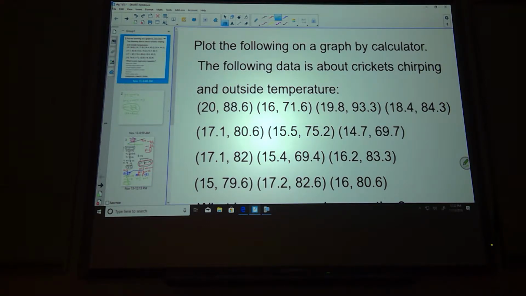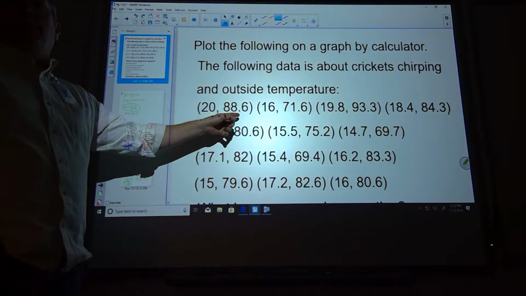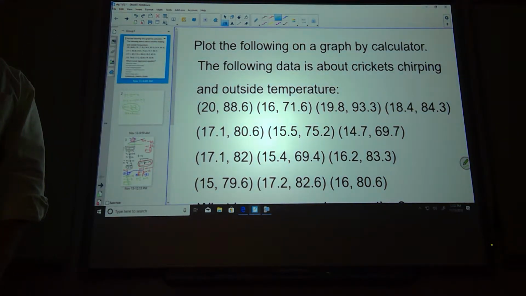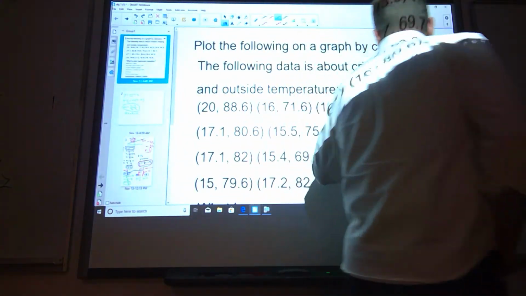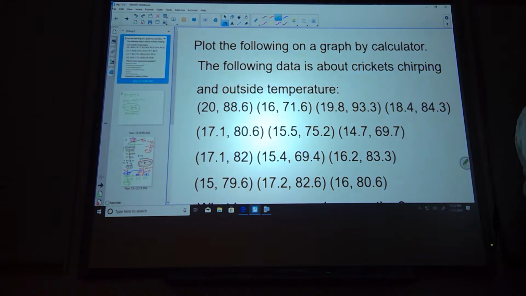Now, before we start getting stuck in a bind, are you all okay that a temperature could be 88.6 degrees? I hope so. But then, where some people might start getting discombobulated is going, how can there be 19.8 chirps? And I have to answer how we might come across that 19.8 chirps.